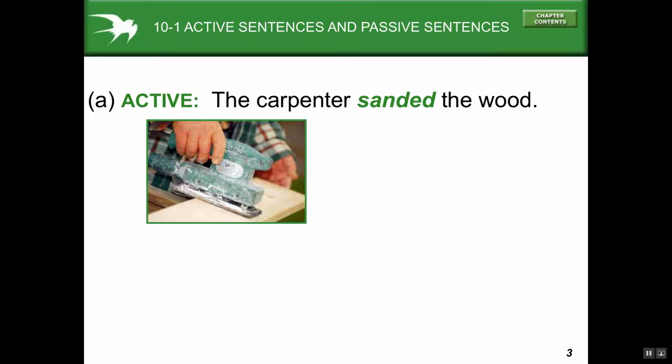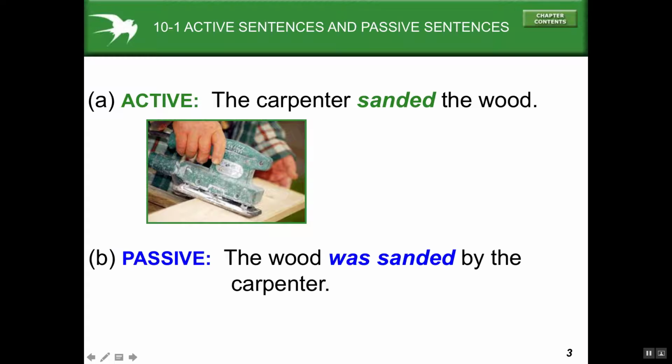So an active sentence, or what we can call a normal or usual or regular sentence, looks like this. The carpenter sanded the wood. And here we have the verb sanded in green. The carpenter is the subject of the sentence, and it's a noun, a person, right? The carpenter. And the object of the sentence, the wood. And so this follows the sentence structure that we've studied, which is subject, verb, object, as basic sentence structure for all English sentences.